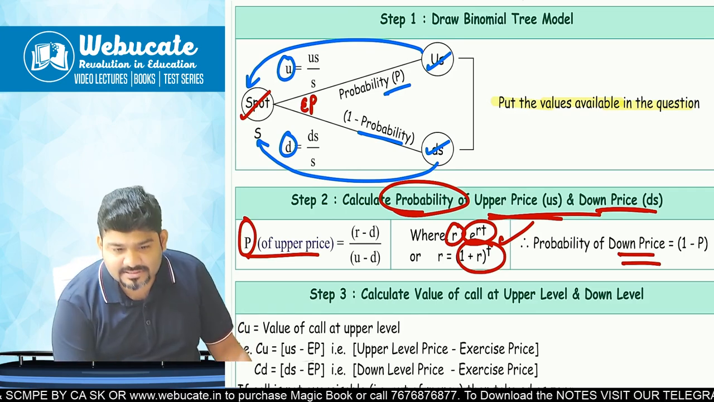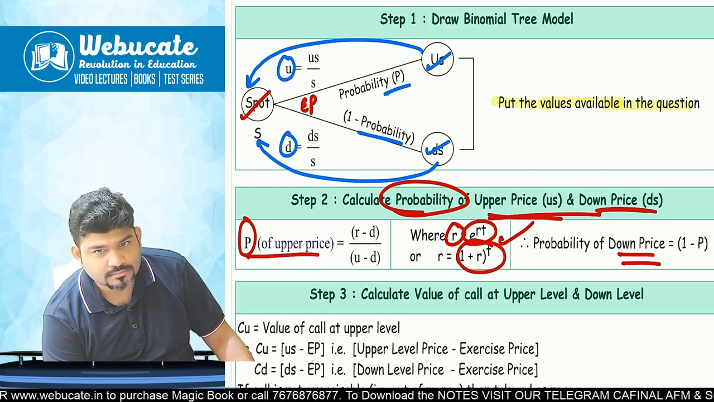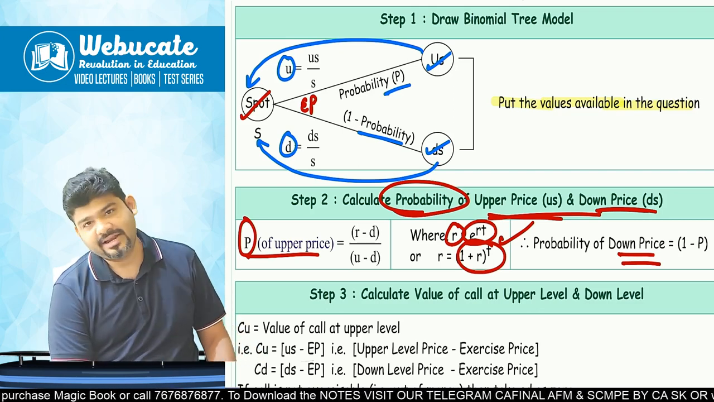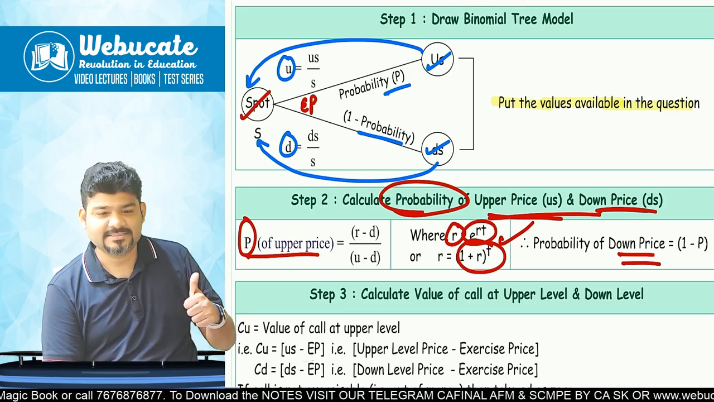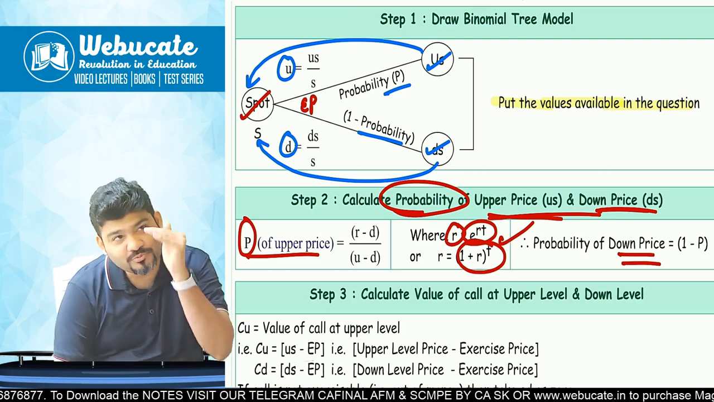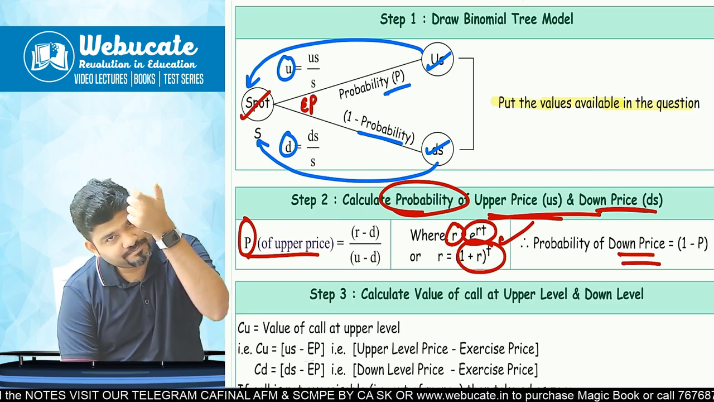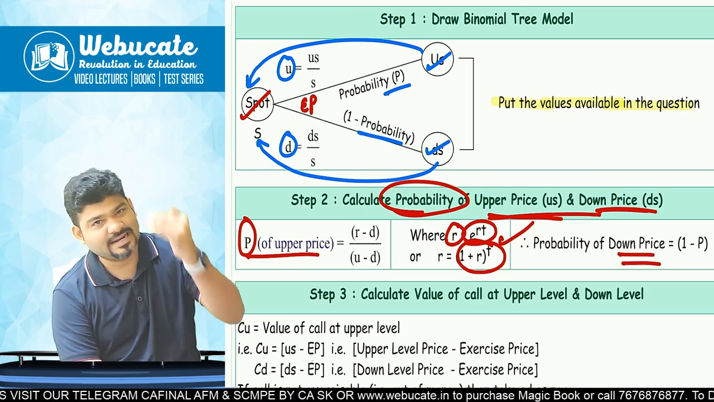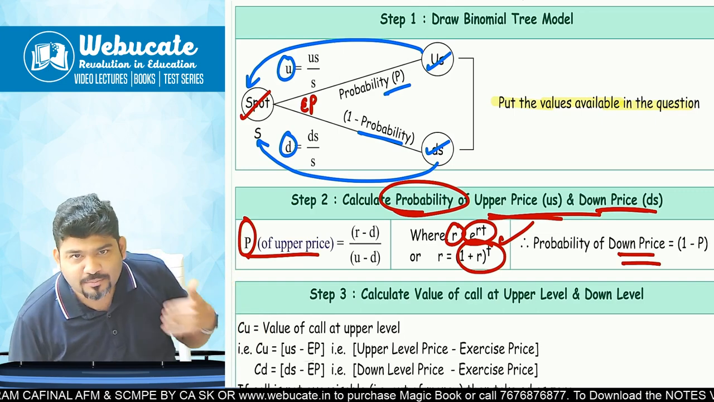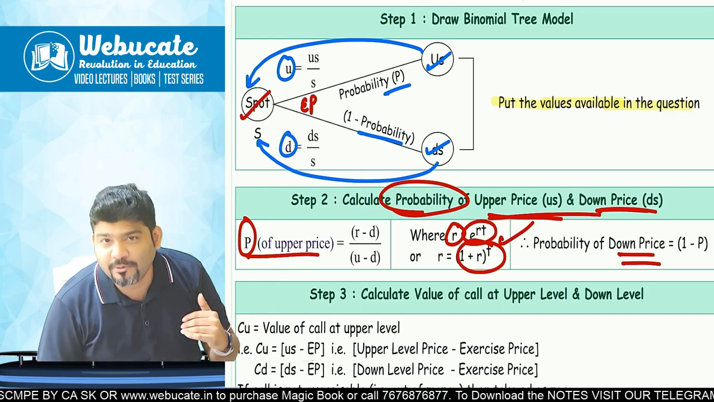It is R minus D upon U minus D. What is R? The rate of interest. Minus D. What is D? Down. You can say it is the number of times the price will come down. U is not exactly a chance but the number of times. How many times the market will go up from the spot price, and how many times the market will go down. That is your U and D.